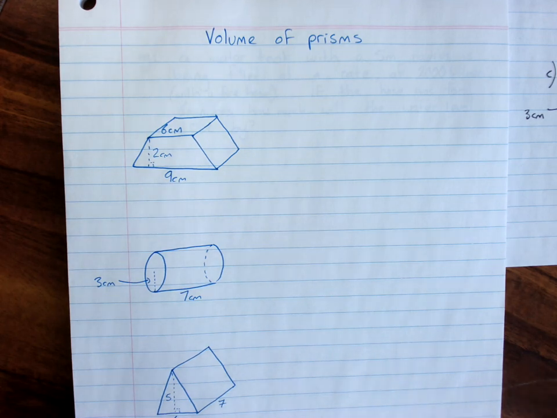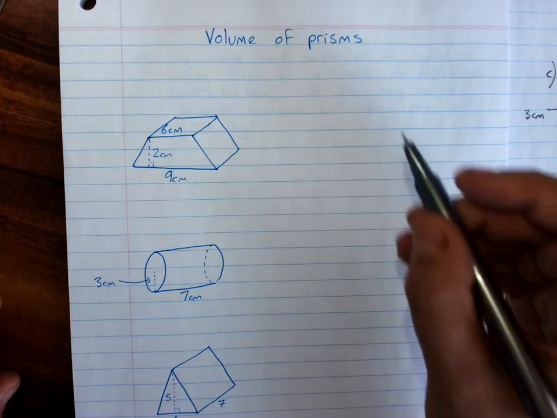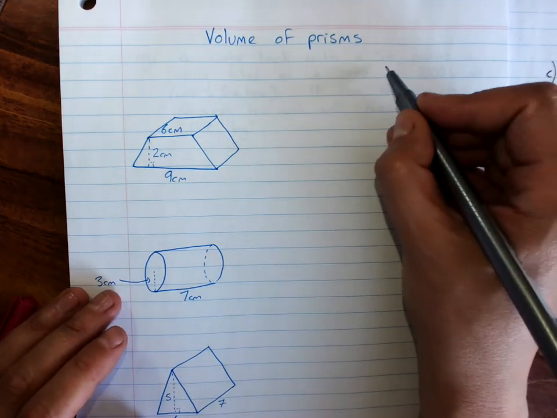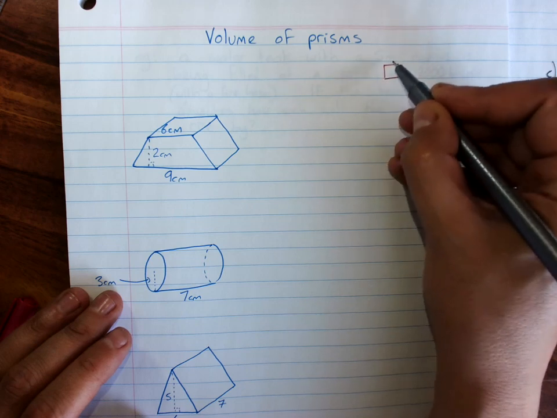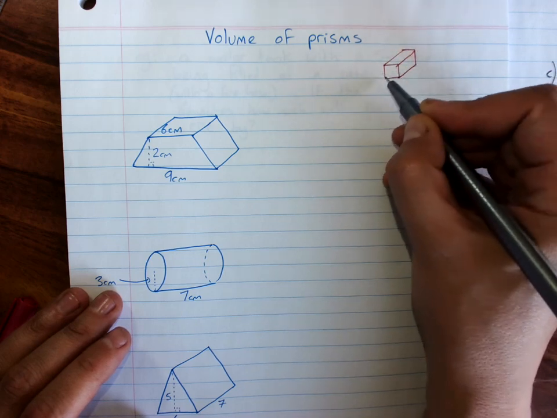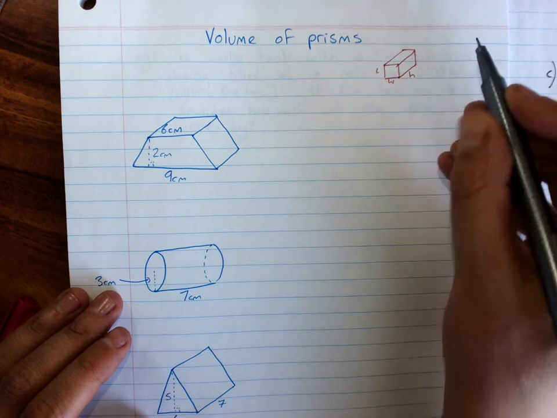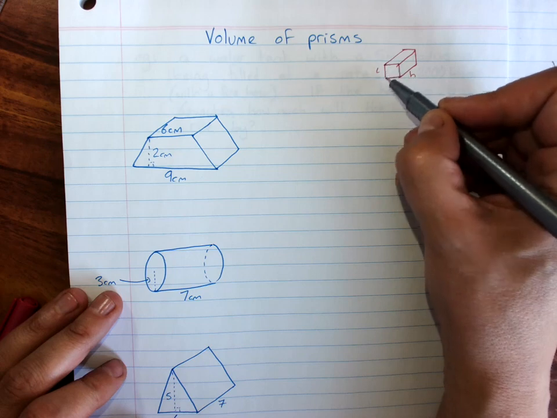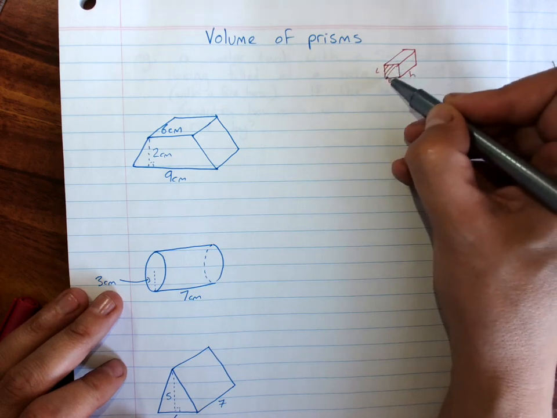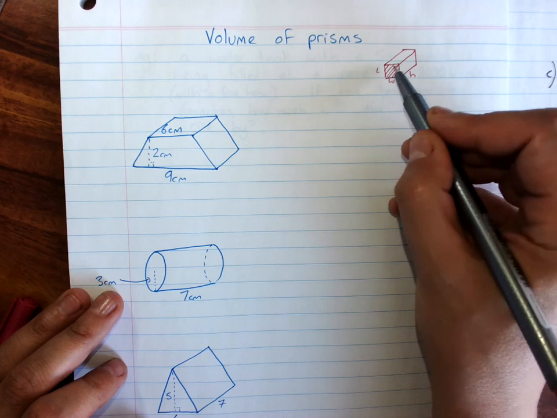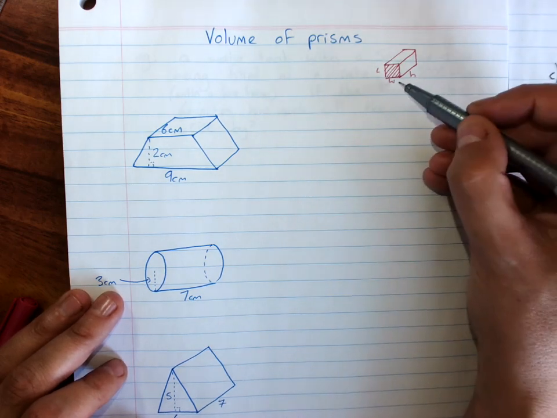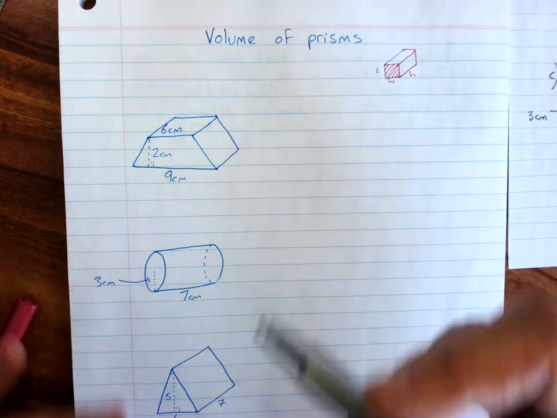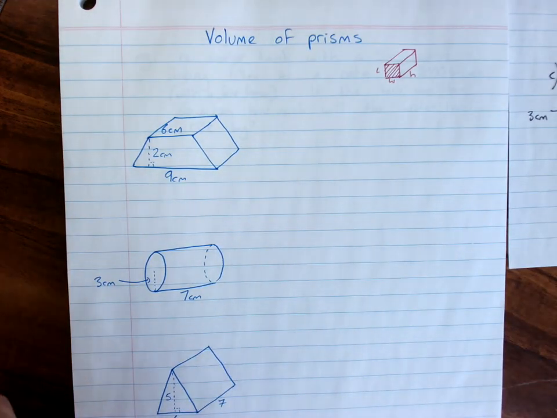Volume of prisms. We've already learnt that the volume of a rectangular prism is length times width times height. When you look at a rectangular prism, you'll see that that's not only multiplying the 3 dimensions, but it's finding the area of the cross-section of the front face and multiplying it by the height of that prism, also called the perpendicular height, which is the distance between the two identical faces.